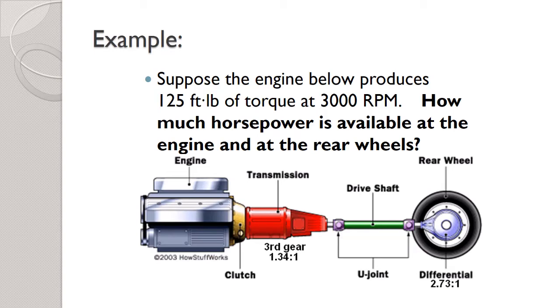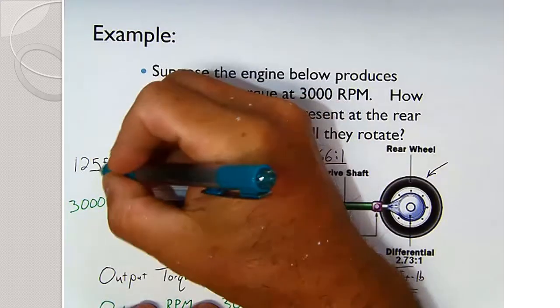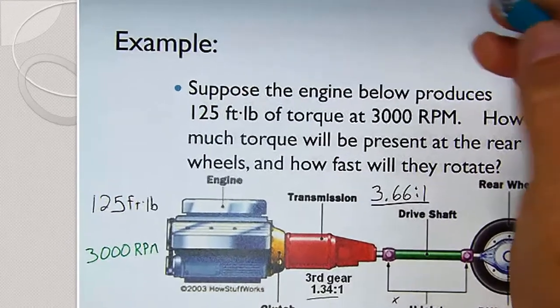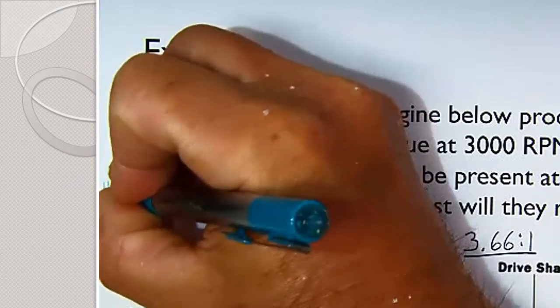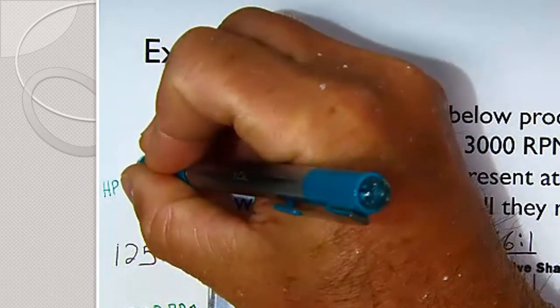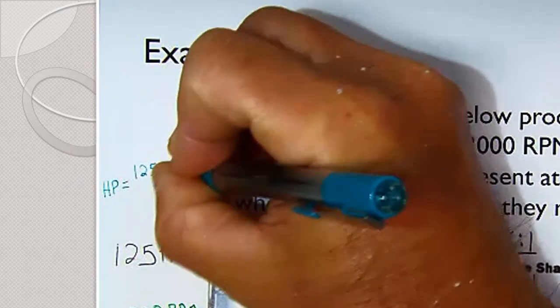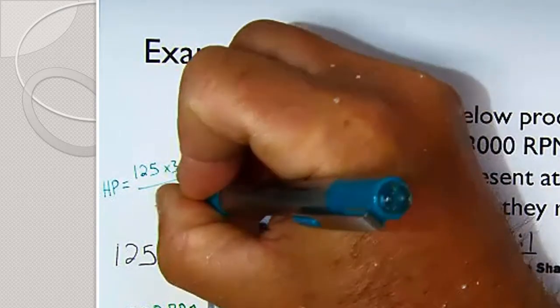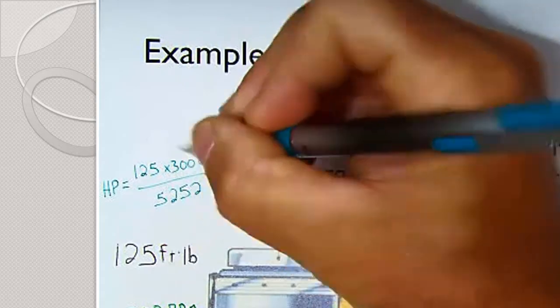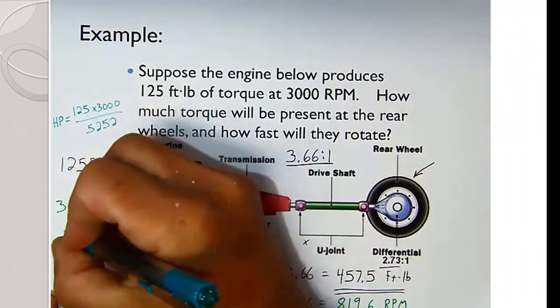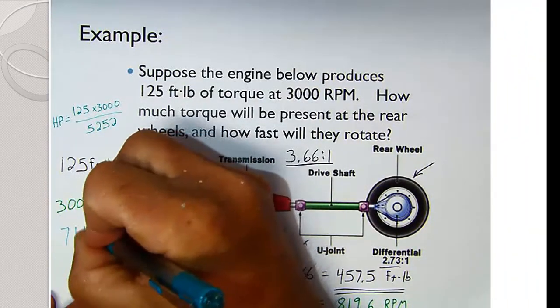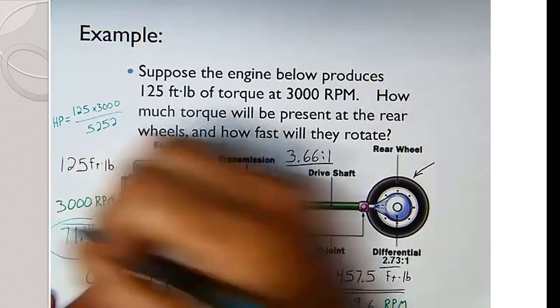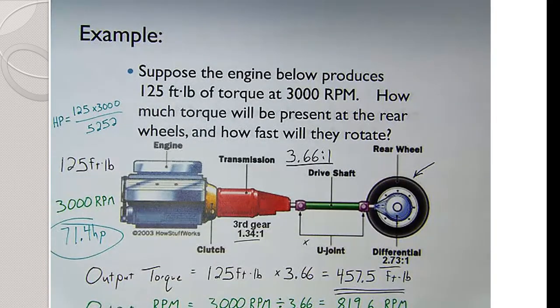So let's take a look up here at our engine. We had 125 foot-pounds at 3,000 RPM. We know from our earlier work that horsepower is found by taking the torque times the RPM and dividing it by 5252. So if you do that, you end up with 71.4 horsepower at the engine. Okay, and that takes care of that.